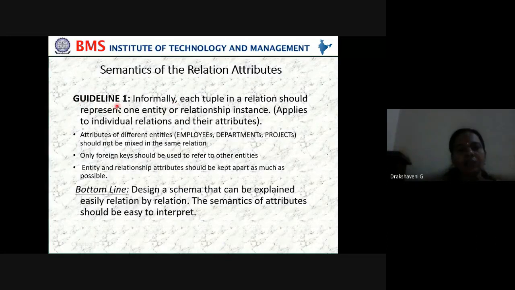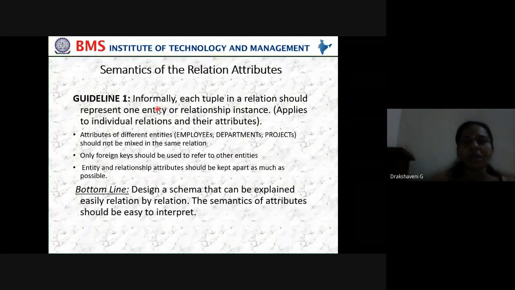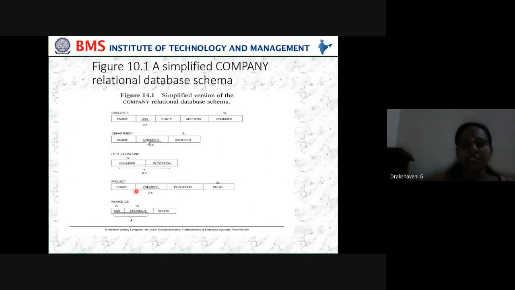In guideline one, what they say is that informally each tuple in the relation should represent one entity or a relation instance. We saw this in the last class also. The company database has some tables here: employee, department, department location, project, and works on. In the employee table, we have two kinds of keys, a primary key as well as a foreign key. The employee table has employee name, social security number, birth date, address, and D number. Social security number is the primary key and D number is a foreign key.